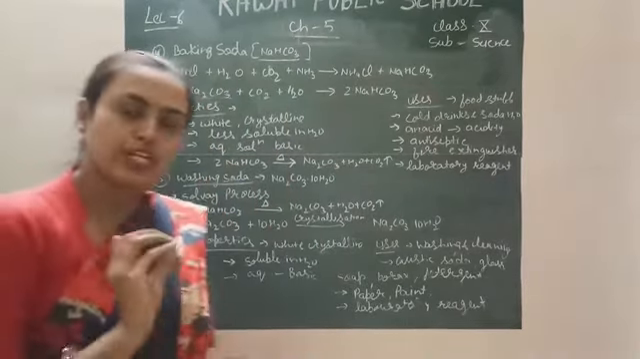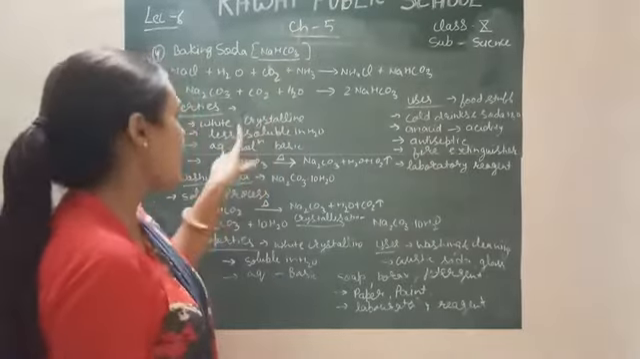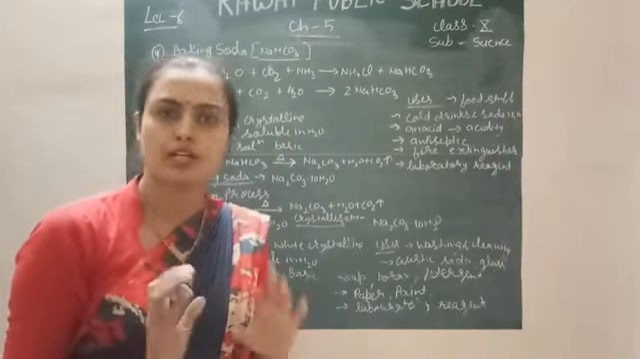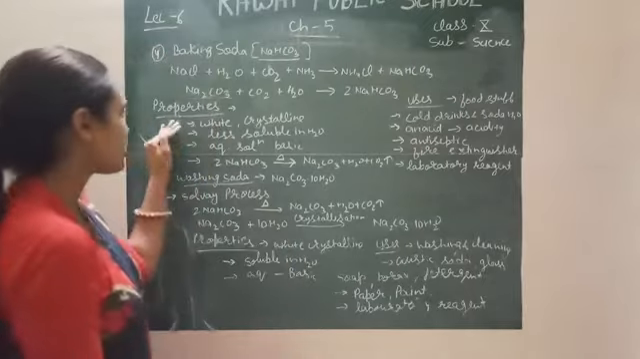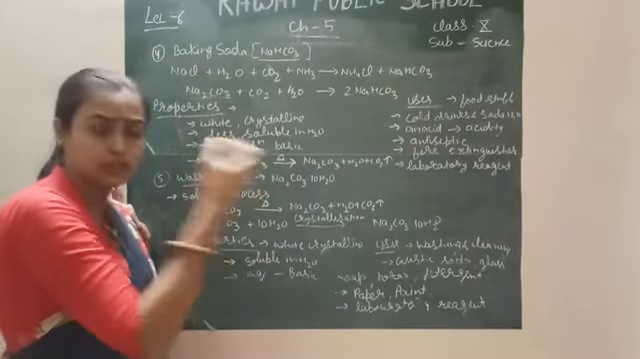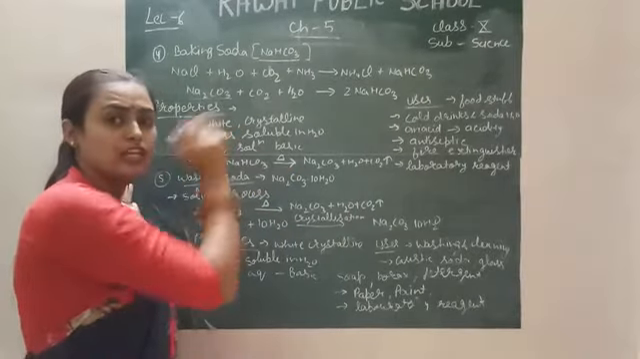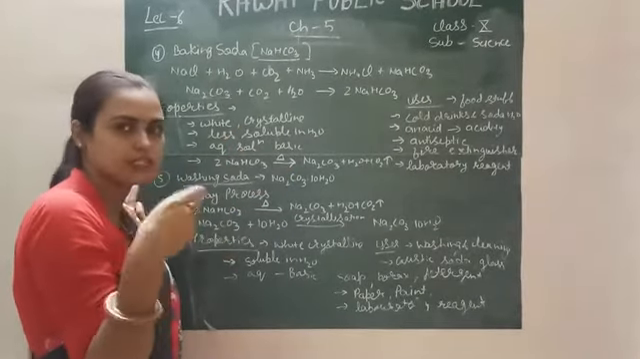Simply you need to learn these two reactions, how it is obtained, and 2 or 3 properties and 2 or 3 uses of these chemicals only. This is sufficient for 2 or 3 marks. So what are the properties? You have all seen baking soda in your homes. It has a white crystal-like structure and is white in color.